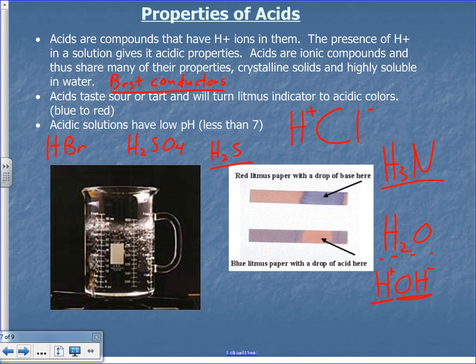We have the little pH strips that you can put in there, and typically they'll turn orange to red, indicating the presence of an acidic solution. Acidic solutions have low pH, less than 7. Which is more dangerous, a strong acid or a strong base?